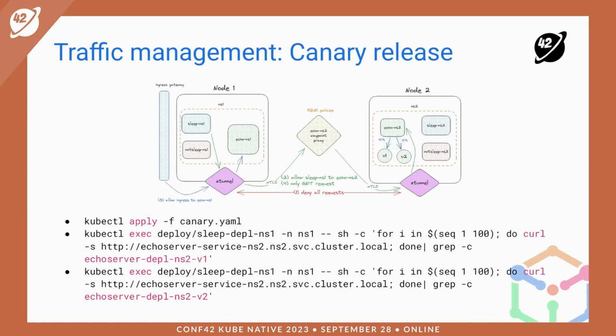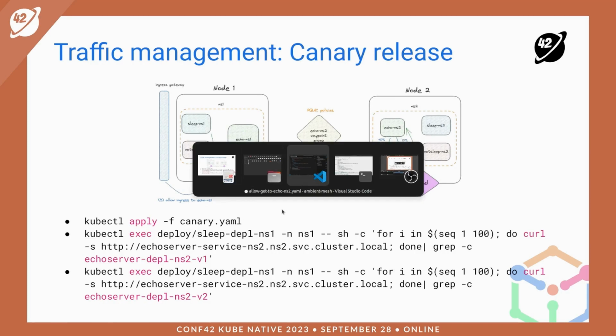Now next we'll be having a look at traffic management. So we'll be doing a canary release here. We have already seen from sleep ns1 we are able to query echo ns2 with the GET request. Now we want that 90% of traffic should be ending up at v1 and 10% at v2. So to do this, we'll be applying a canary.yaml file.